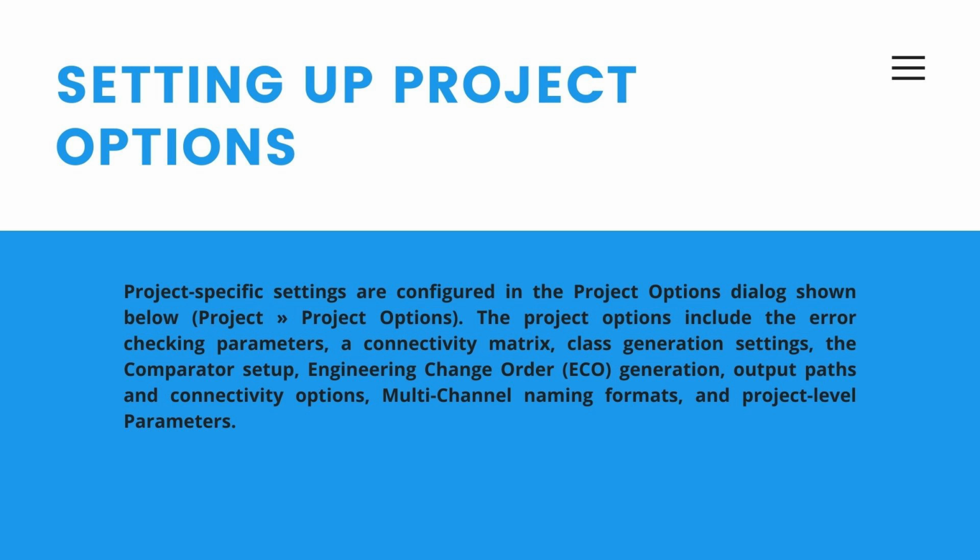Project outputs such as assembly outputs, fabrication outputs, and reports can be set up from the File and Report menus. These settings are also stored in the project file, so they are always available for this project.